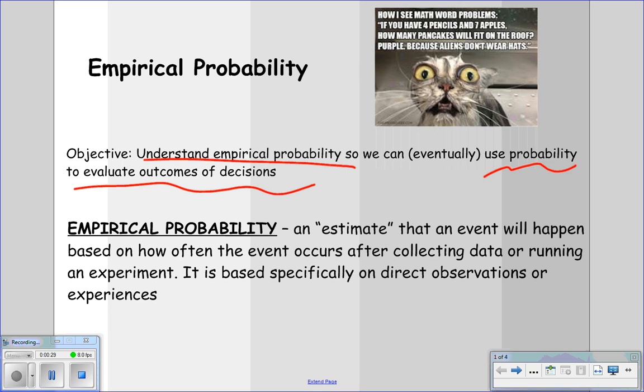We are talking empirical probability, which is an estimate that an event will happen based on how often the event occurs after collecting data or running an experiment. That's where the whole experiment comes from, okay? It's based specifically on direct observations or experiences.